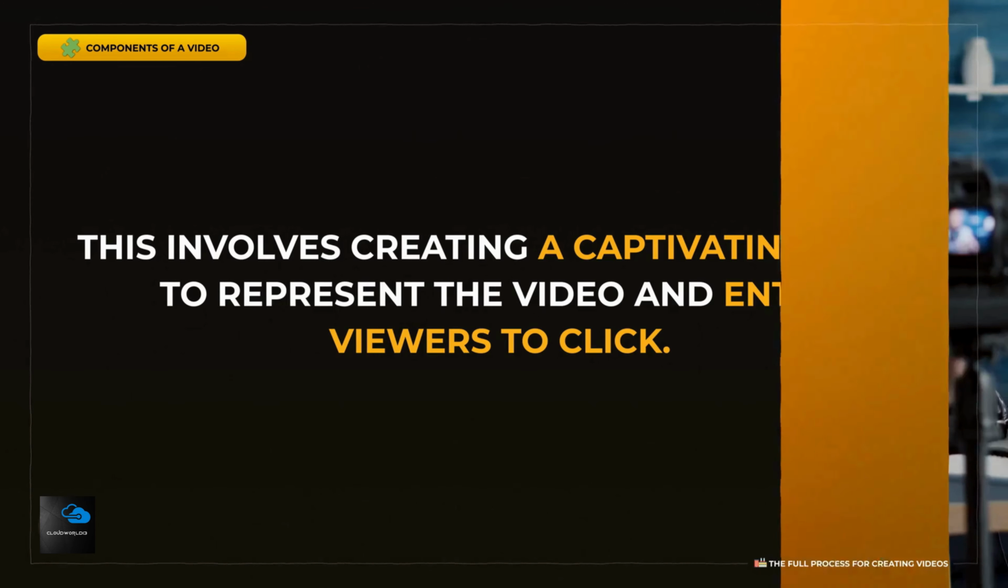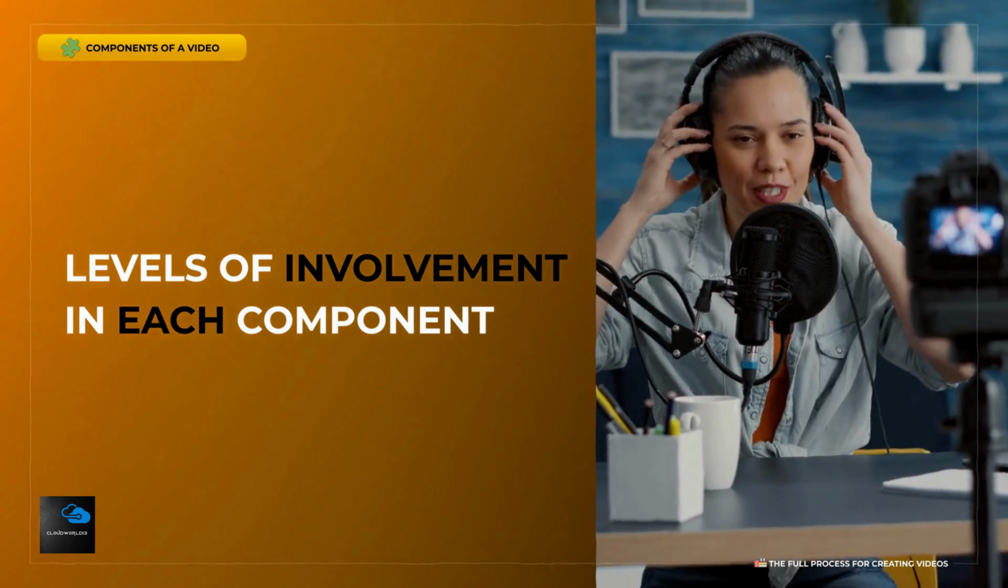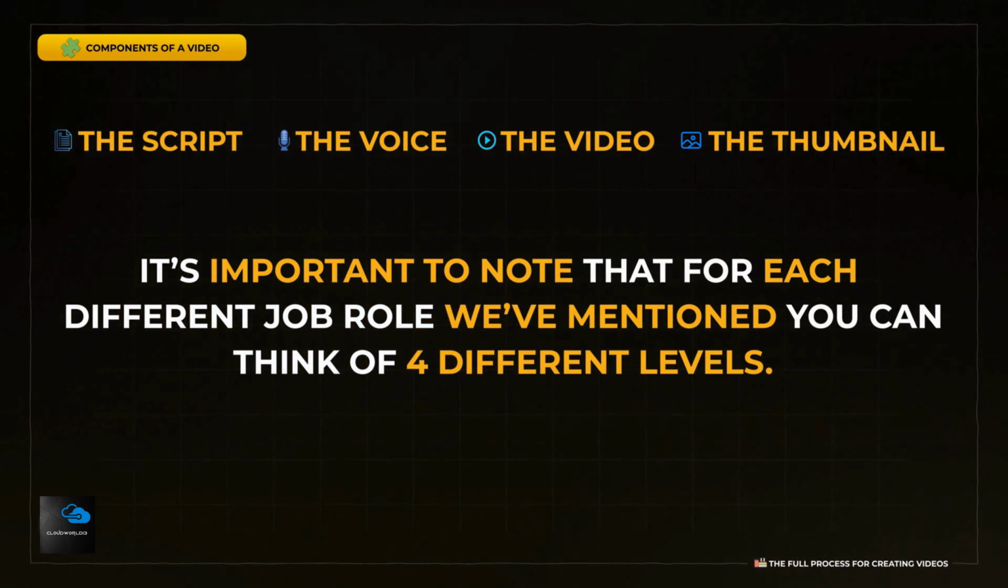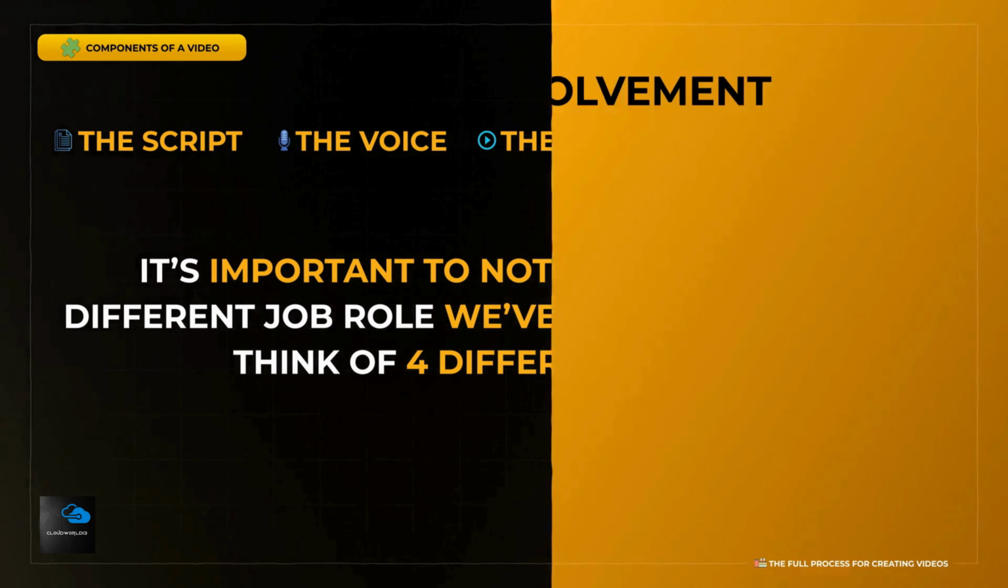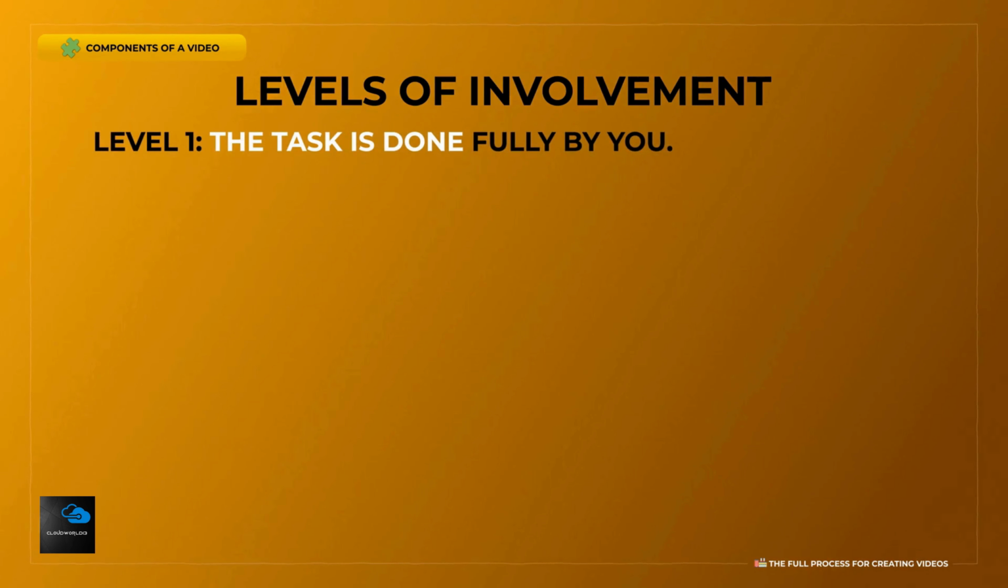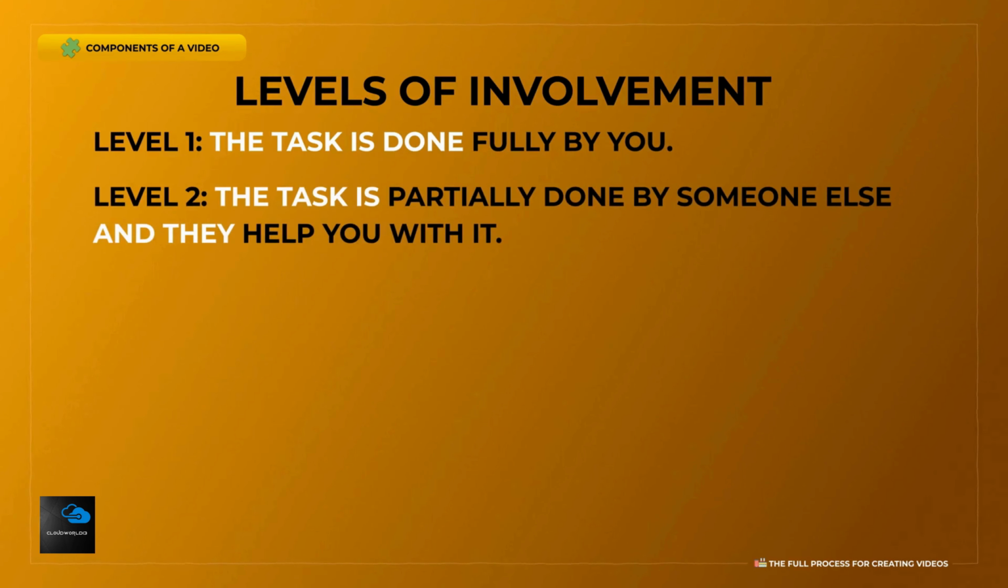So let's talk about the levels of involvement in each component. It's important to note that for each different job role we've just mentioned, you can think of 4 different levels. Level 1 is the task is done fully by you. Level 2 is the task is partially done by someone else and they help you with it.